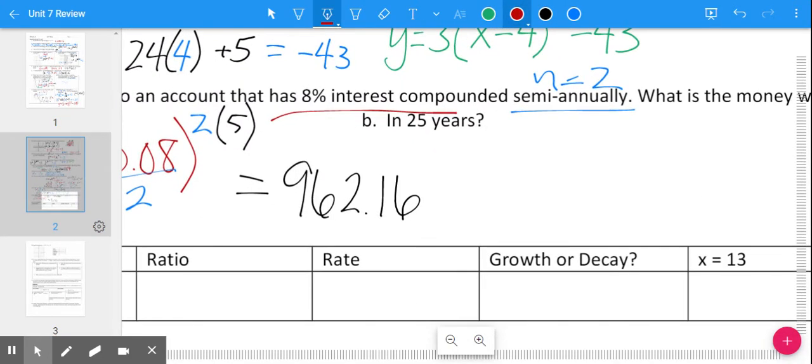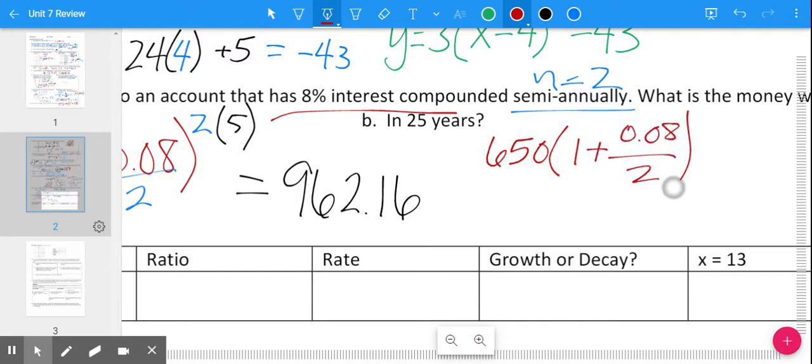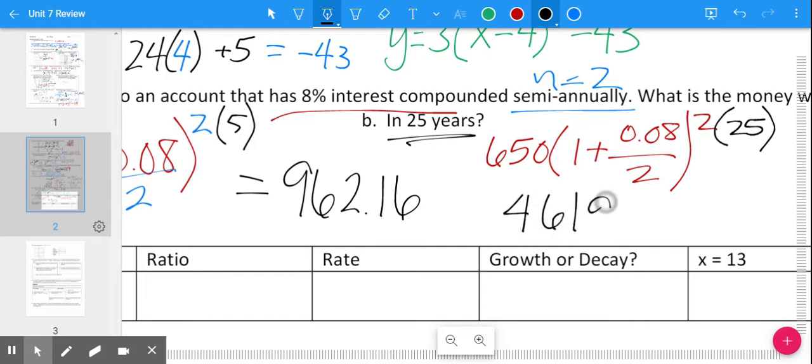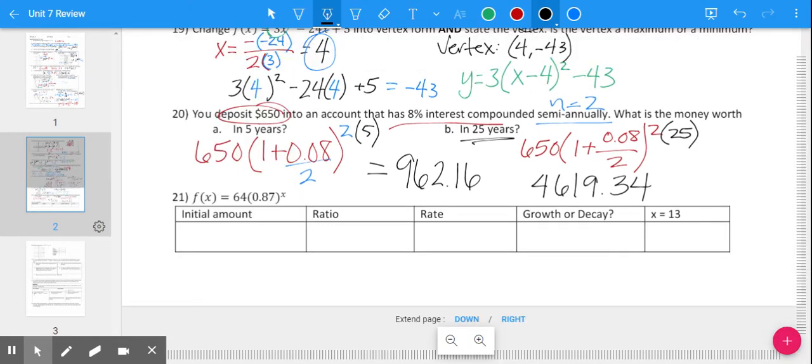When we're plugging it in for 25 years, it's the exact same formula. So it's still that 650, 1 plus 0.08 over 2 times 2, and then 25 years times 25. Plug that into the calculator and it'll give you $4,619.34.